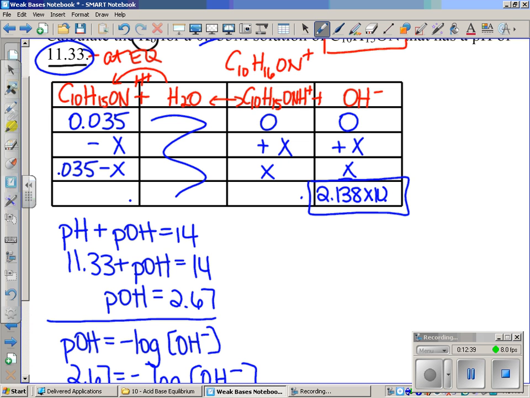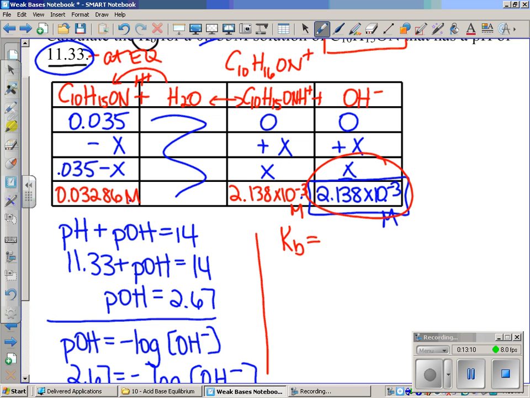So now we can come back up to the top here and plug that in. I know the OH minus is 2.138 times 10 to the negative third molar. Okay, but that's still not our final answer because they want Kb. But what that just told us is what X was, since OH minus is represented by X. So I now know that this is 2.138 times 10 to the negative third molar. And then I can do 0.035 minus that, which comes out to be 0.03286 molar. So now I have my concentrations, so now I can write my Kb.